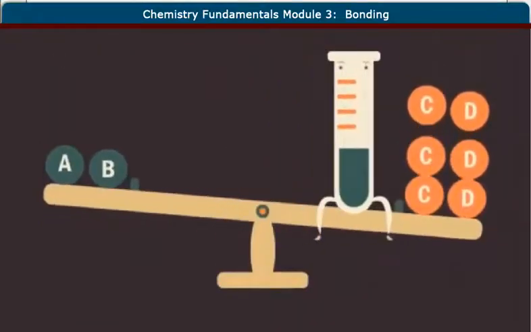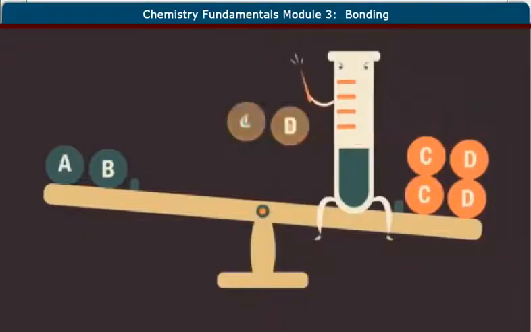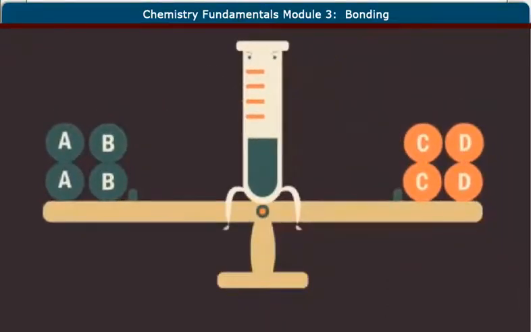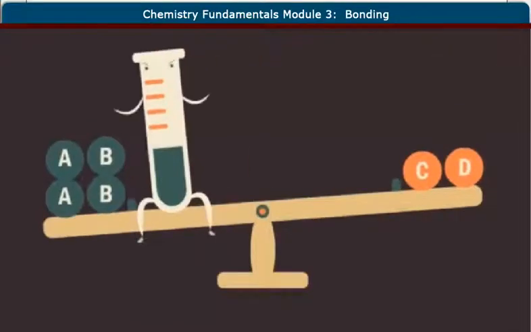What if we were to add more product? That would stress the system, the test tube, to the right, so to relieve that stress, more reactant would have to be added, thus shifting the system to the left. If we take away some product, the system would be again stressed to the left. So to relieve that stress, more product would have to be added, shifting the system to the right.